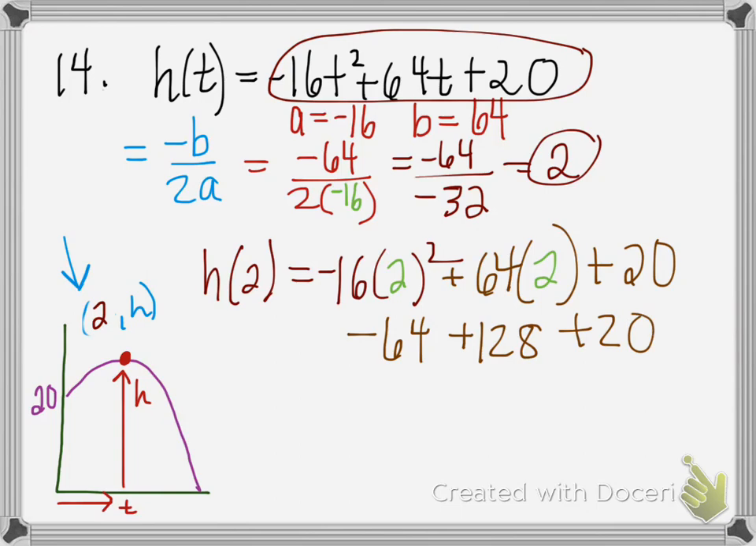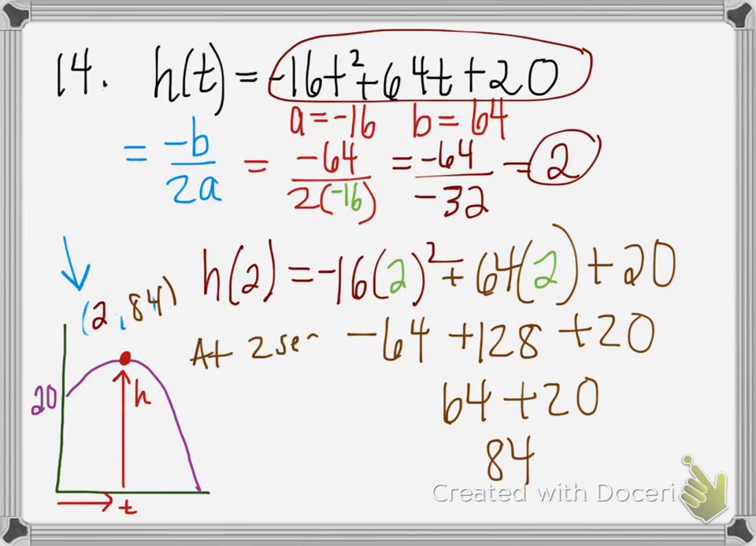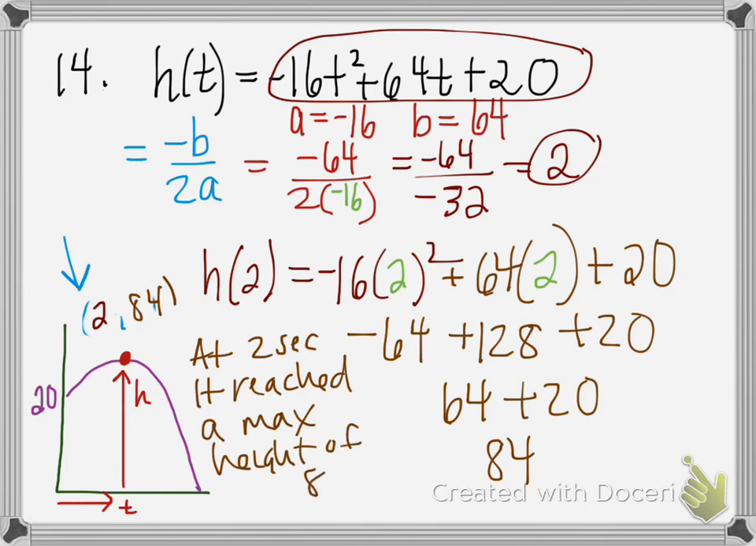So negative 64 plus 128 is back to 64, and 64 plus 20 would be 84. So my height then here would be 84 feet. So at 2 seconds, it reached a max height of 84 feet.